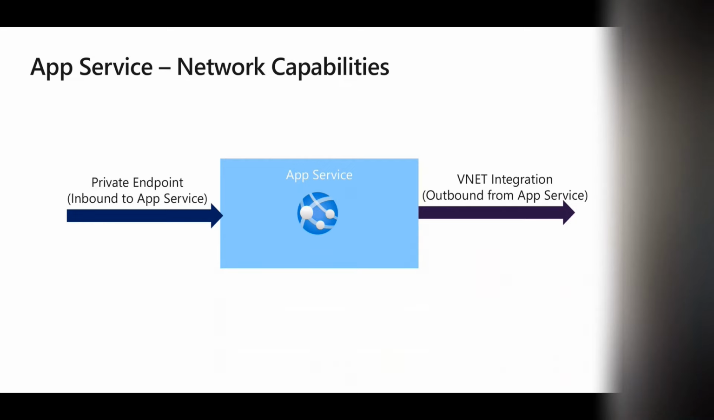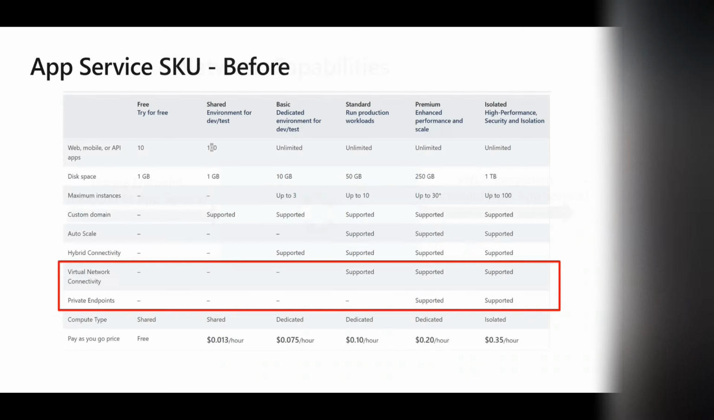Okay, so let's move on. What we are talking about, as you know, is that the private endpoint capability was announced, I think, sometime back. It was in public preview, then it went GA, and it was supported only for the premium SKU.